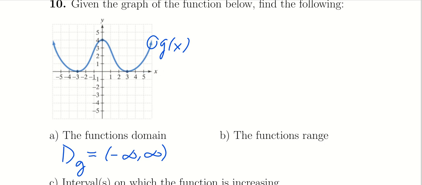When we look at the range, this graph does have a lowest point, or lowest points in this case. The lowest on the y-axis this graph will ever go is the y value of 0. And again, because of the presence of the arrows, this graph will shoot up and up and up forever. So the range of g is going to be equal to 0 to infinity.